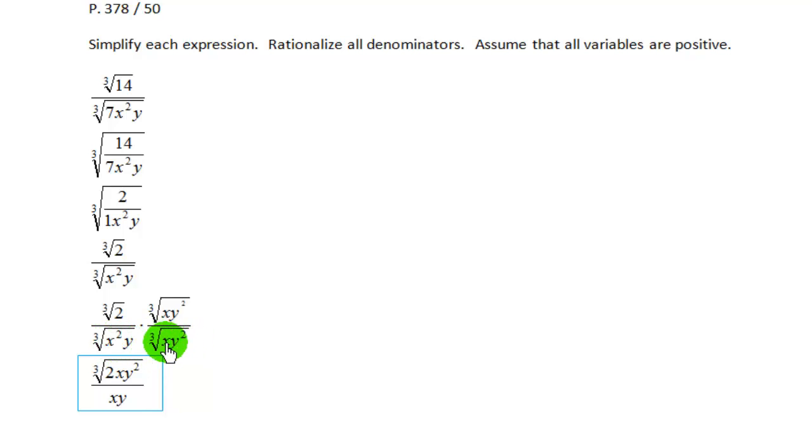X squared times x is x cubed. When I take the cube root of that, I have an x outside the radical sign. Y times y squared is y cubed. When I take the cube root of y cubed, I take a y outside the radical sign. Since I have nothing left inside the radical sign, it goes away, and thus the denominator is rationalized. In the numerator, I have the cube root of 2 times the cube root of xy squared, which simply leaves me with the cube root of 2xy squared. So my solution, after I rationalize the denominator and simplify the expression, the answer, I should say, is the cube root of 2xy squared divided by xy.